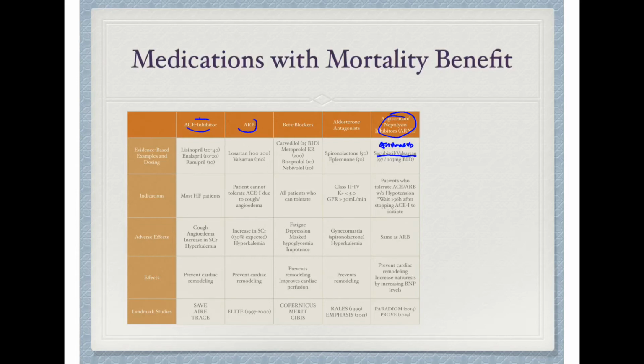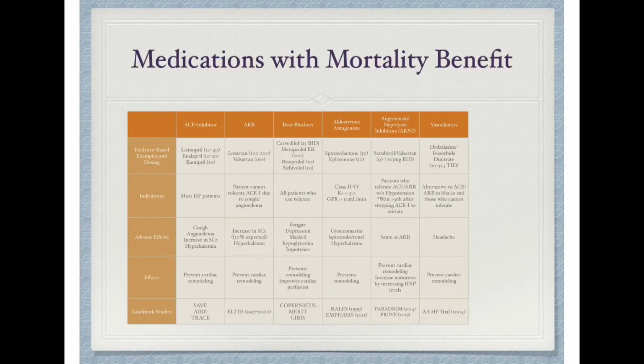Patients who are being switched from an ACE inhibitor to the angiotensin-neprilysin inhibitor combination should wait at least 36 hours after stopping the ACE inhibitor before starting the sacubitril valsartan. Arterial vasodilators, specifically the combination of hydralazine and isosorbide dinitrate, are used as alternatives to ACE inhibitors, particularly in Black patients with heart failure and those who can't tolerate ACE inhibitors or ARBs, often as a result of poor renal function or hyperkalemia.